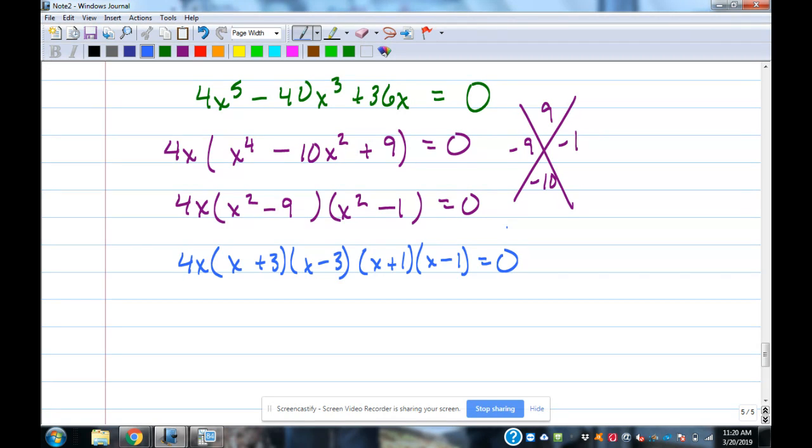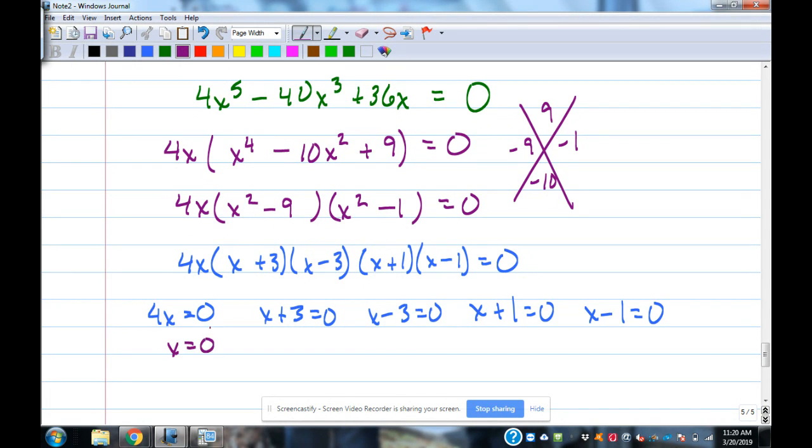That's a lot. But how do you get the answers from factors? Set each individual one equal to 0. 4x equals 0. x plus 3 equals 0. x minus 3 equals 0. x plus 1 equals 0. x minus 1 equals 0. Set each of those equal to 0 and solve them. There we get x equals 0, x equals negative 3, x equals positive 3, x equals negative 1, x equals positive 1.